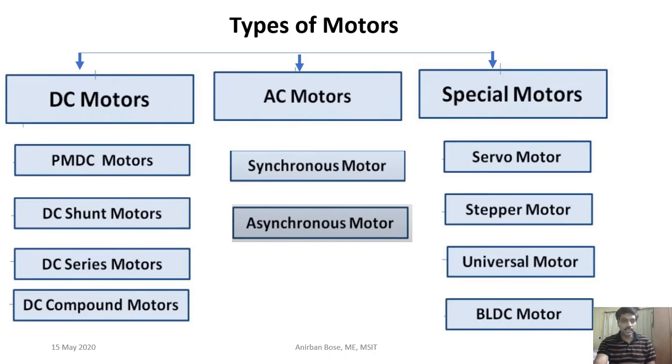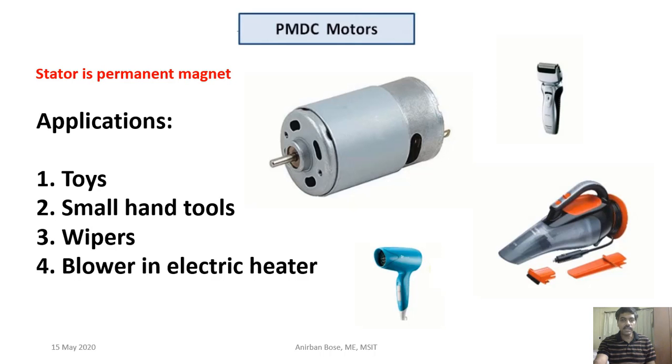First is the permanent magnet DC motor. You can see this one is one of the examples. This is generally a very small and very cheap motor, and the name itself tells it is permanent magnet. That means the stator is a permanent magnet, whereas the armature winding is where the shaft is connected. The applications you can see are in toys, small hand tools, wipers, and blowers in electric heaters. These permanent magnet DC motors are widely used. In small Arduino projects also these permanent magnet DC motors can be used.